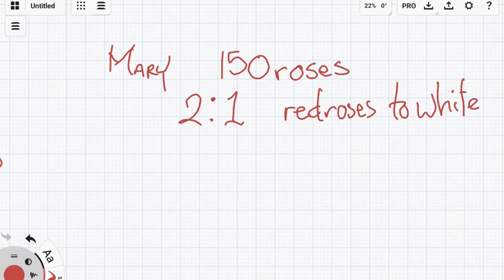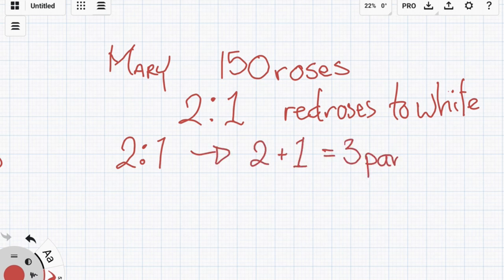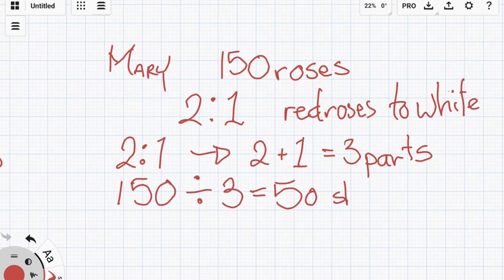Step 1. Find the total amount of parts. Take the ratio 2 to 1 and add the parts together. 2 plus 1 equals 3 total parts. Step 2. Find how many shares there are. Divide the total amount 150 by the total number of parts 3. This gives us 50. So there are 50 shares of 2 to 1.